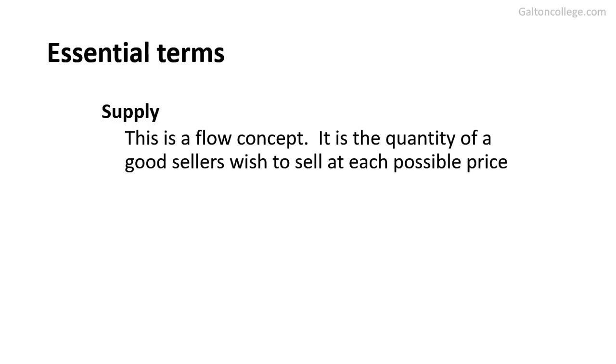Now, supply is a flow concept. It's the quantity of the good that comes onto the market at each possible price in a given time period. So the supply of carrots onto the market is so many tons of carrots per week or per day. It's the quantity that comes on the market. That's what we mean by supply. Supply is a flow concept. It's related to time.